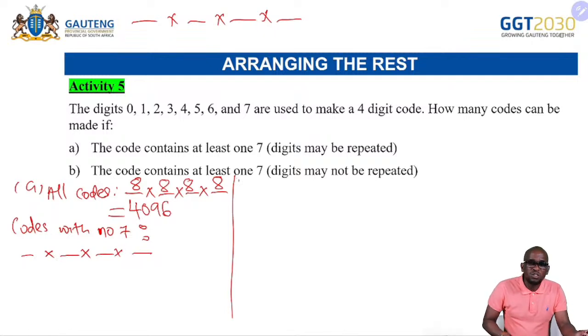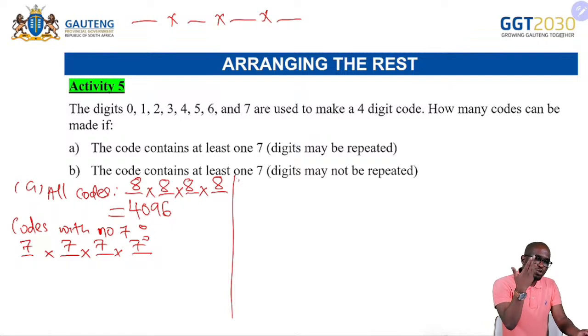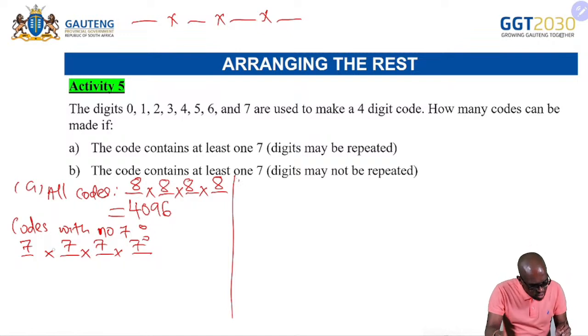Codes with no 7. 1 2 3 4. If we don't want to use 7 and we want to repeat the digits, it means we would have 7 numbers to use, because these numbers exclude the number 7. So we have 7 options, because remember we have 8 options originally. So we want to take all the codes that do not have a 7. So the first variable, there are 7 options. In the second one, since we can repeat the numbers, there will be 7 as well. So this would be 7 exponent 4, which is 2401.